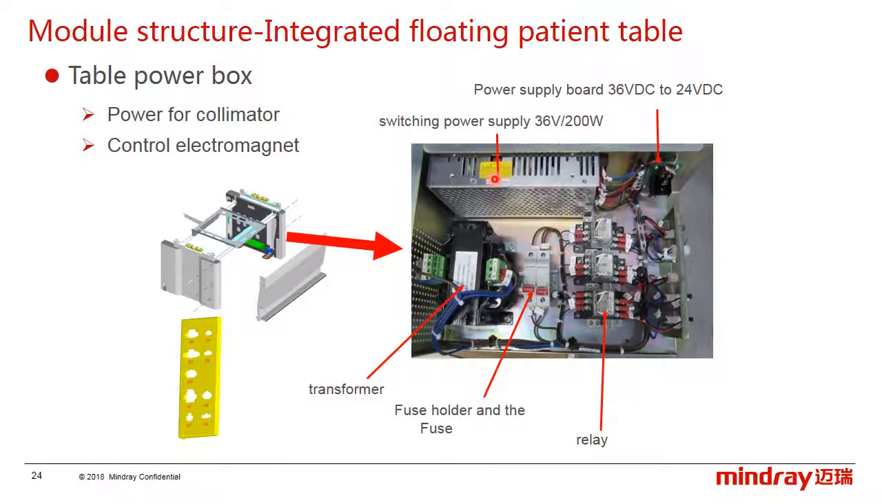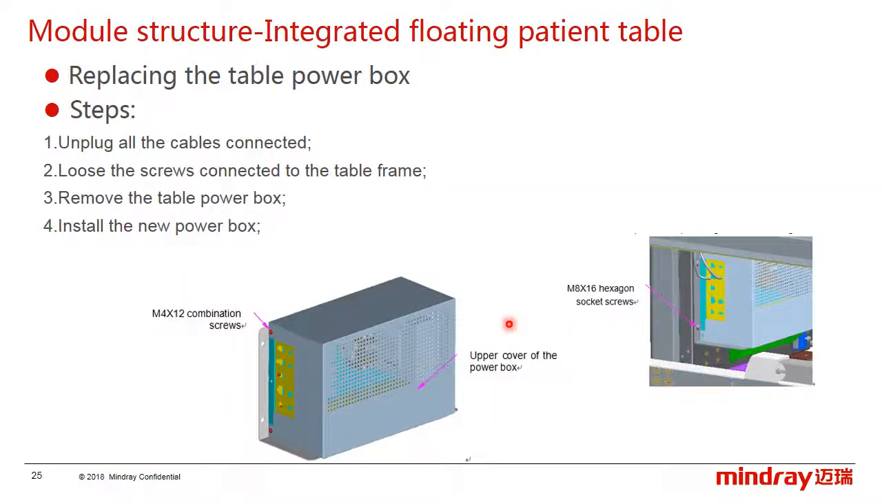And here, this is the switch power box. It supplies 36 volt DC to the electromagnets. The power supply board provides 24 volt DC to the buttons on the tube stand, and there are three relays here. They are used to control the buttons on the tube stand, and the table power box is a FRU.